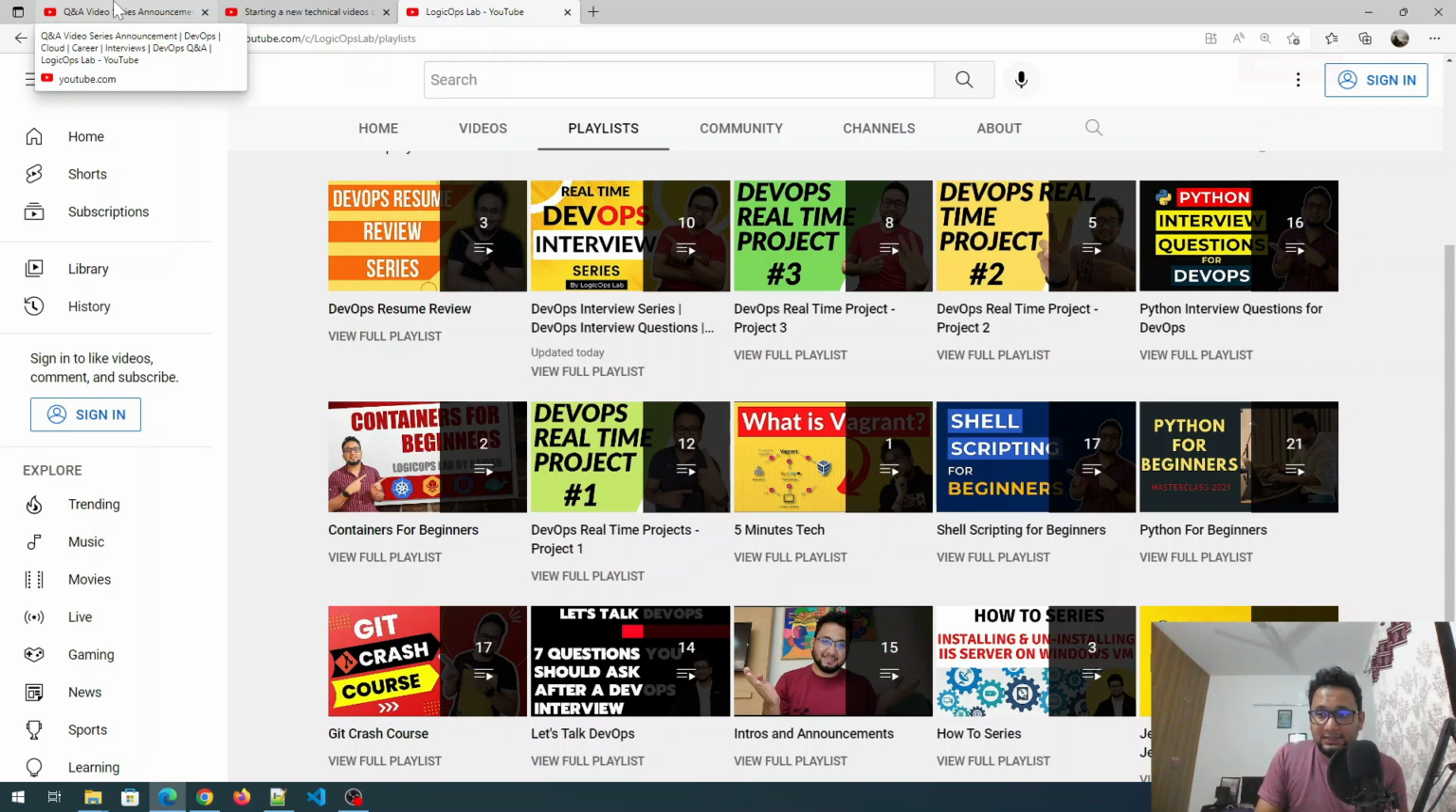Third thing is you should know everything that is written on your resume, all the tools and technologies. Like if you worked on Ansible, Terraform, CloudFormation, Pulumi, Kubernetes, Docker, anything that you have worked on, you should know about that. So these are the few things that you need to take care of.